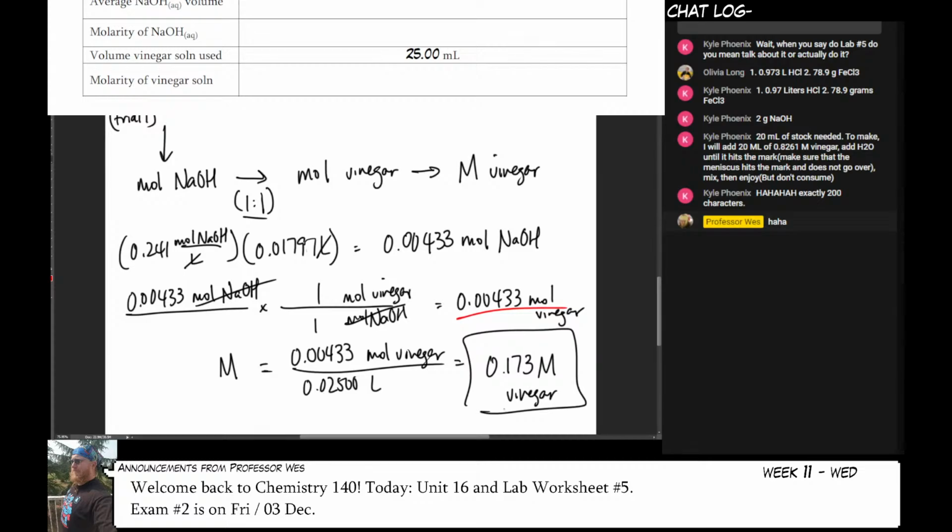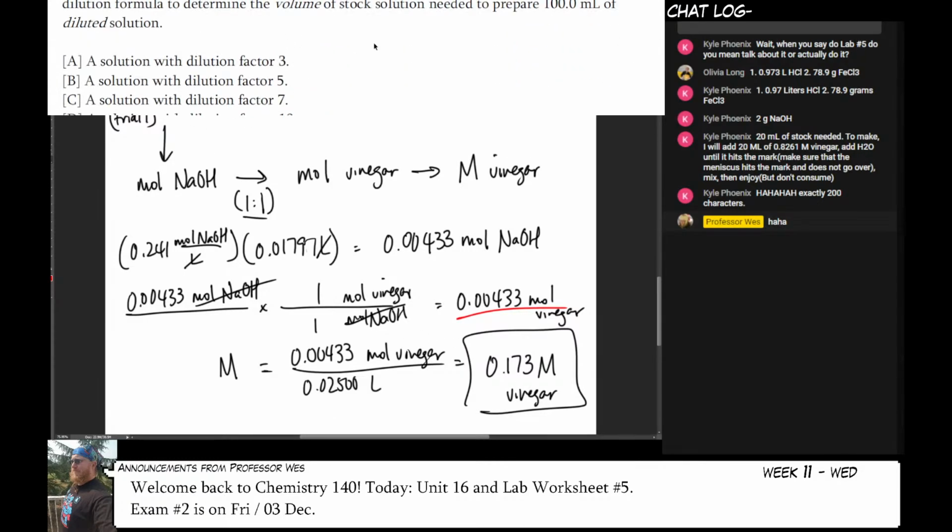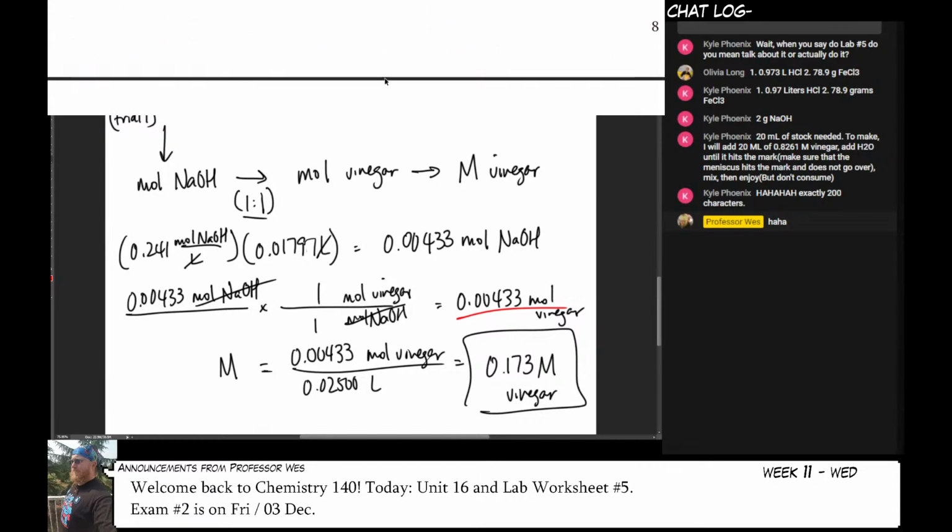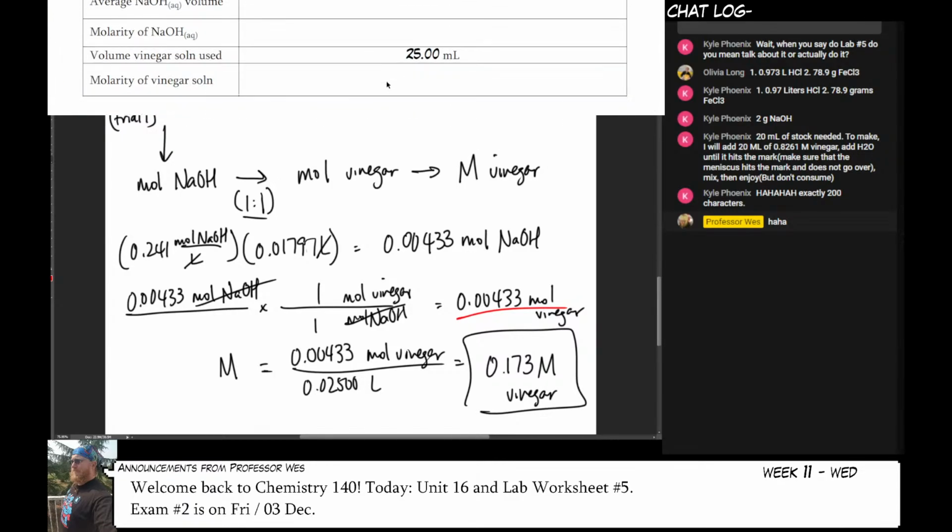For reference, the number that we got in that problem, so the dilution factor 5 should be, is it 0.8261? I can't remember. Just a second. Yeah, so the number I got for the dilution factor 5 was 0.1652 when I punched it in the calculator. And so that's pretty close to what we got.